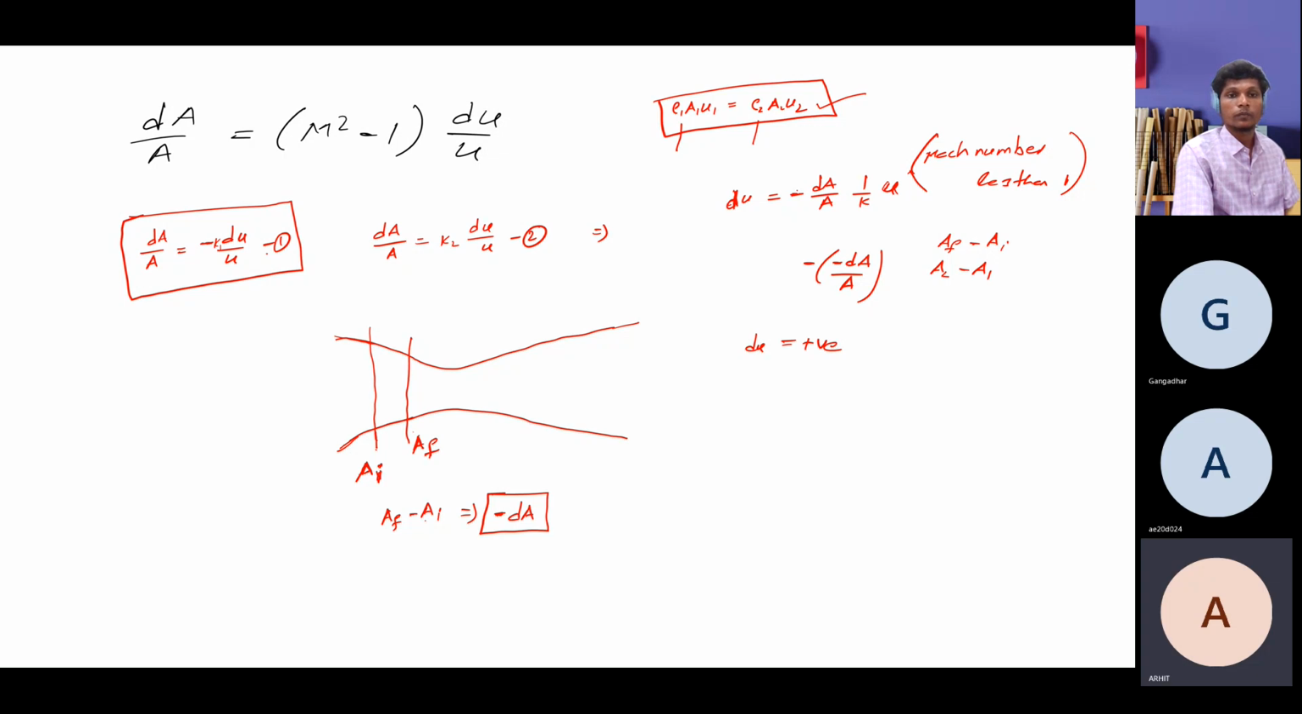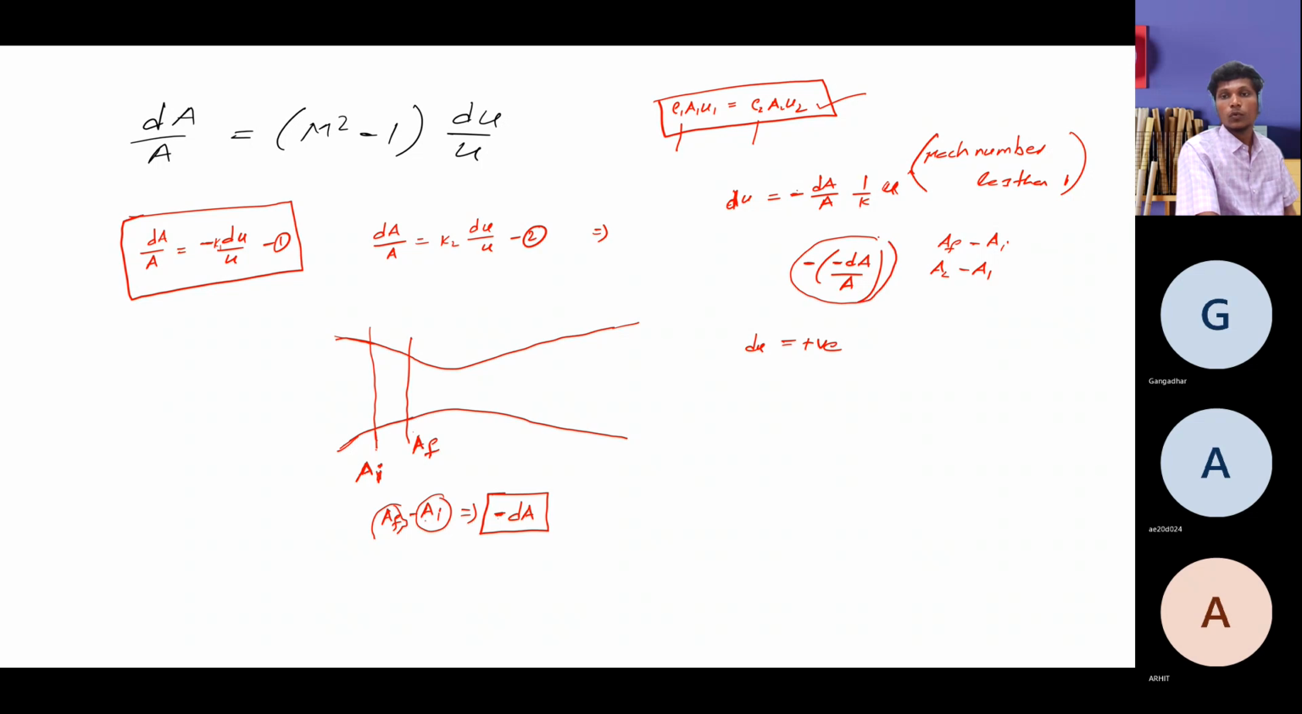I'm substituting in equation 1. Rewritten, du, that is the change in velocity, equals minus dA by A times 1 by k times u. I'm substituting negative dA because my final area is less than the initial area. So I'm subtracting the smaller one from the larger one and getting a negative dA. I'm substituting the same negative dA instead of dA, so you will get this term as positive.